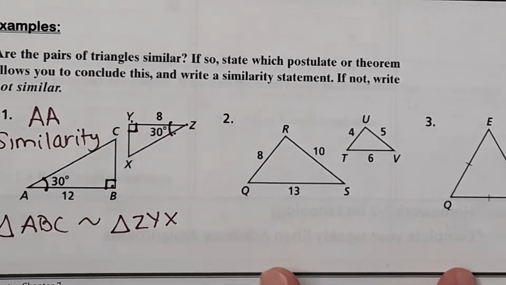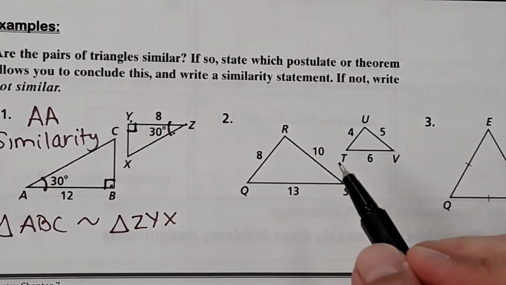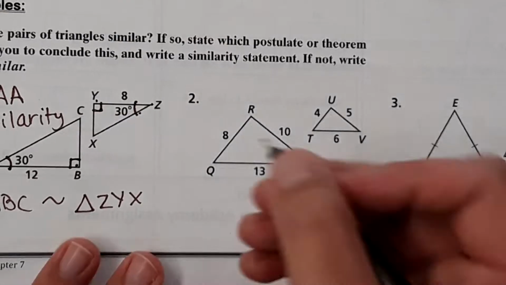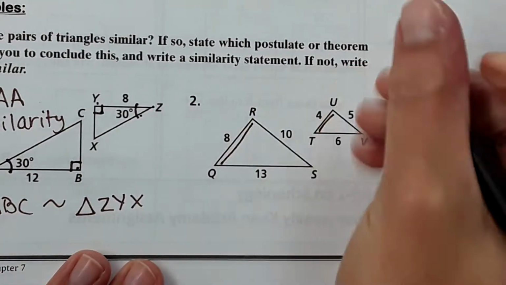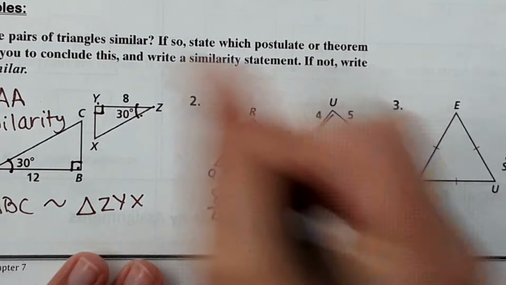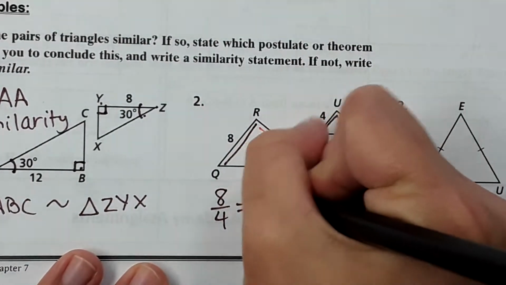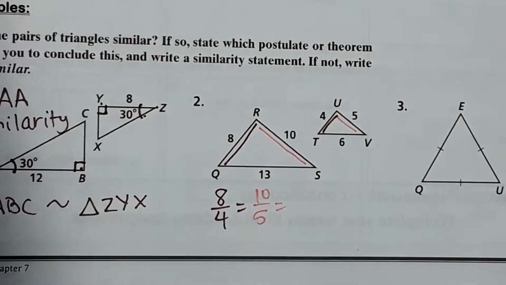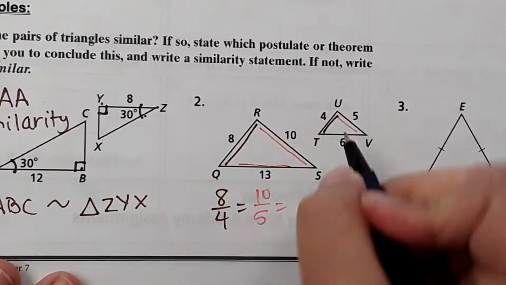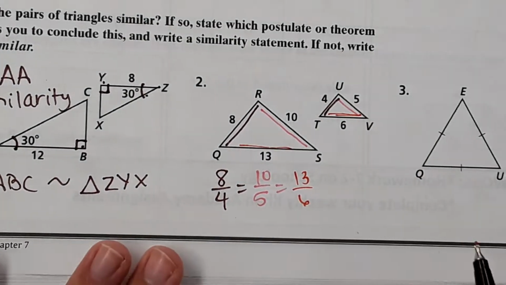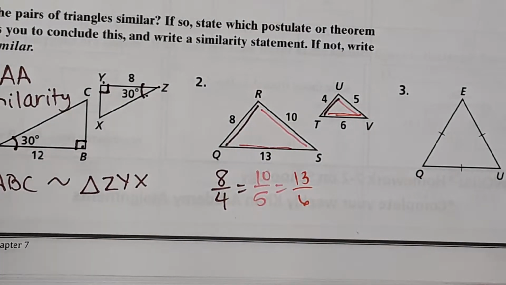And number 2, I see that all the side lengths are labeled, so I'm going to try to prove that these are similar by side-side-side. This side corresponds with this one, so I have 8 over 4. This side corresponds with this one, 10 over 5. And then the bottom corresponds with the bottom over here, 13 over 6. So if all these ratios are the same, I have side-side-side similarity.